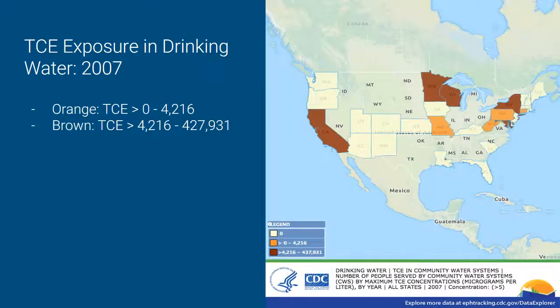TCE exposure in drinking water in the year 2007. This picture shows states where water has been contaminated with TCE and the number of people in the community exposed to the water with maximum TCE concentrations. The orange is the exposure levels of TCE greater than 0 to 4,216. The brown represents number of people served by community water systems by maximum TCE concentrations, micrograms per liter, greater than 4,216 to 427,931.